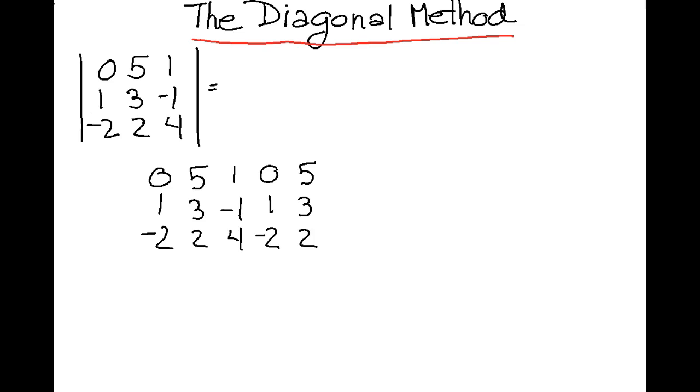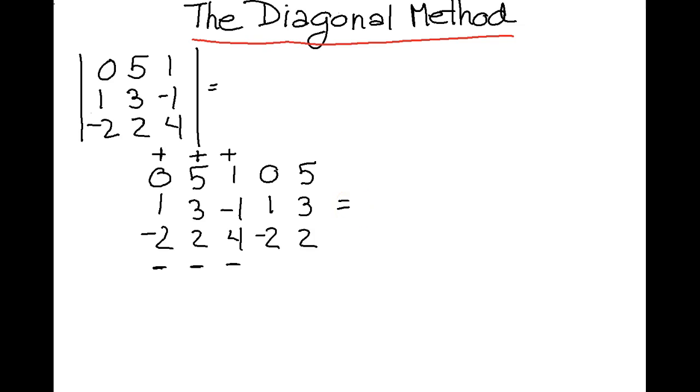What I do to remind myself whether I'm adding or subtracting is write a plus, and a plus, and a plus over the first three columns, and a minus, and a minus, and a minus under the first three columns. And it'll be clear why I do that in just a second.